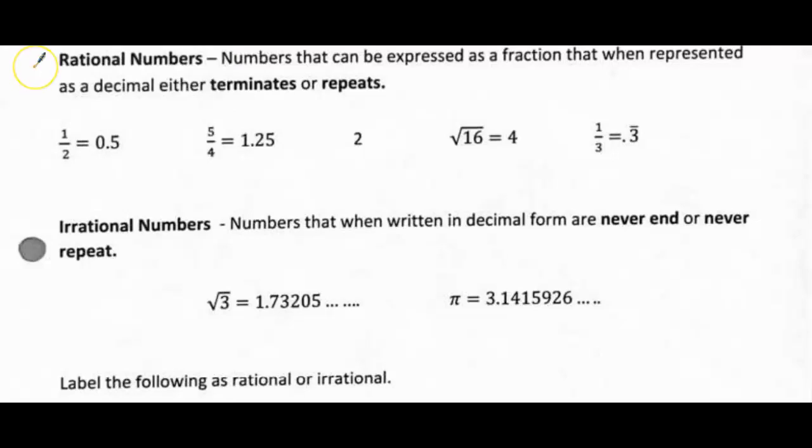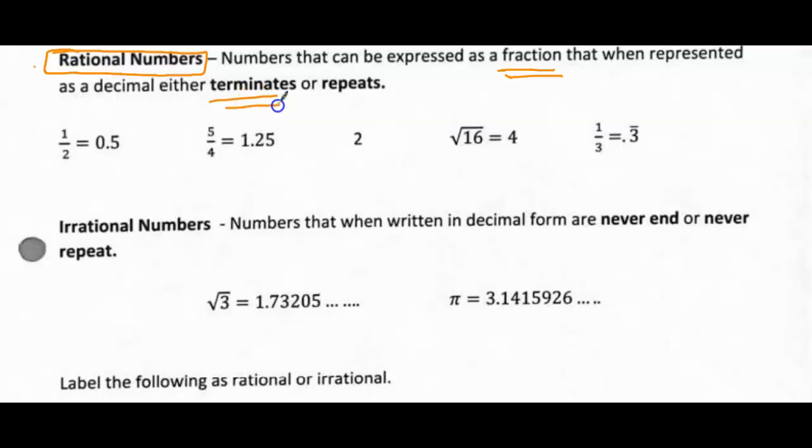Okay, we're at the final stretch of these notes, and the last thing is to know the difference between a rational and an irrational number. So the first one it says is rational numbers. These are numbers that can be expressed as a fraction. They can be a fraction. Any fraction you see is rational.